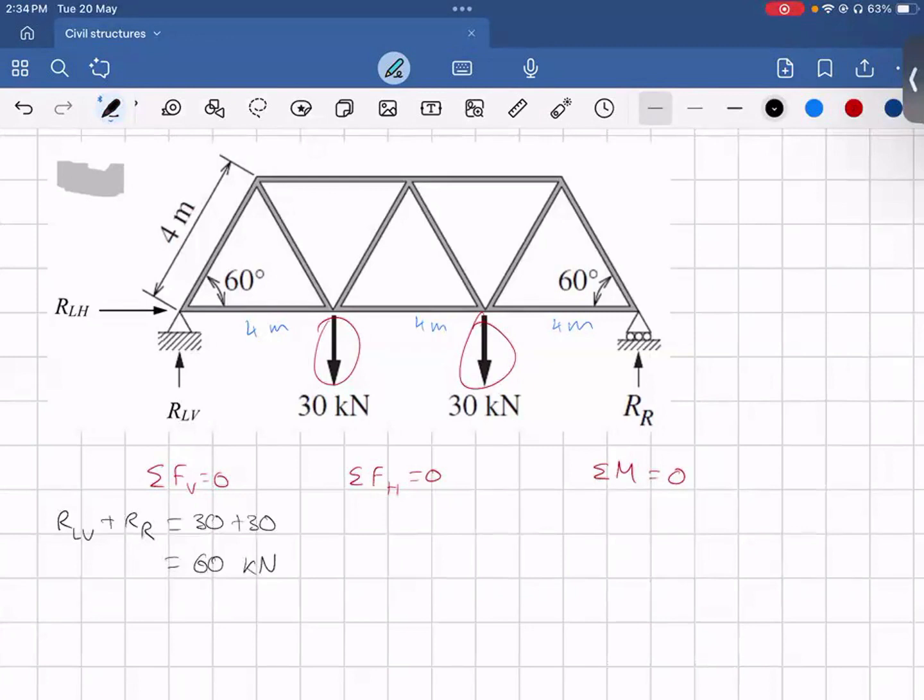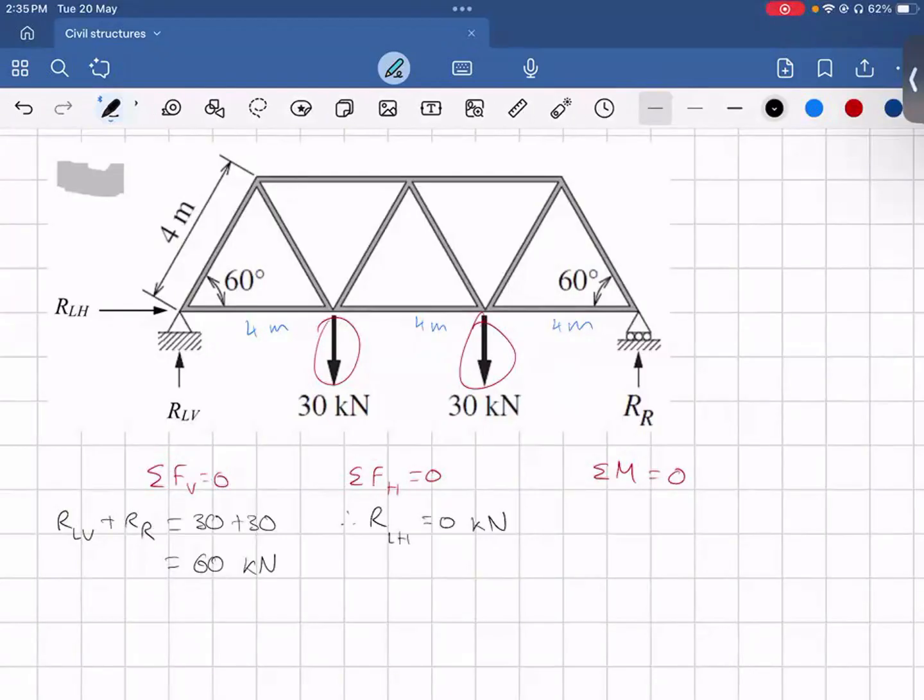Now, applying the horizontal forces equilibrium equal to 0, we know that the only horizontal force being applied is RLH. There's no external force being applied horizontally. Therefore, we can determine that force RLH is going to be equal to 0 kilonewtons.